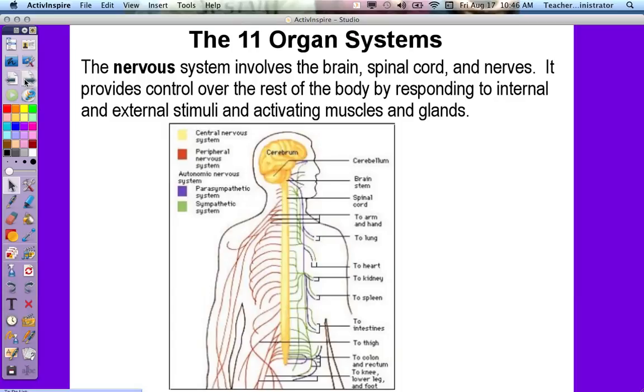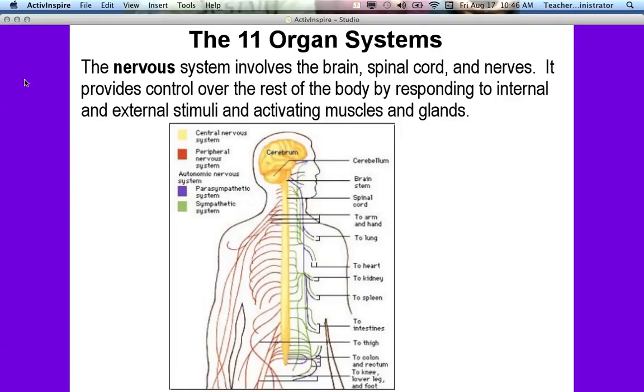The next system is your nervous system. It involves your brain, your spinal cord, and your nerves. And the job of the nervous system is to control your entire body. And how it does that is it responds to stimuli, whether they be internal stimuli or external stimuli. And then it can activate or call upon your muscles and glands to help maintain that homeostasis.